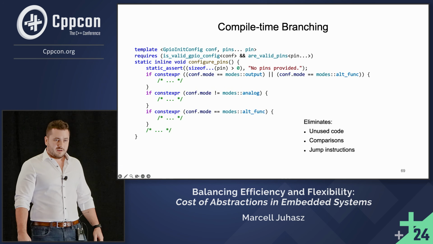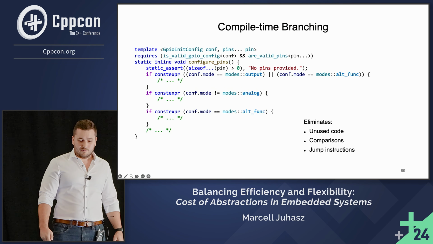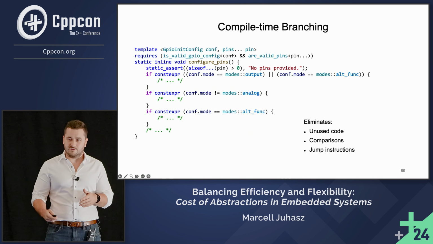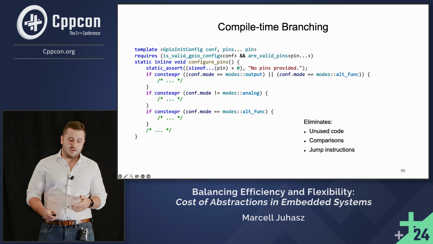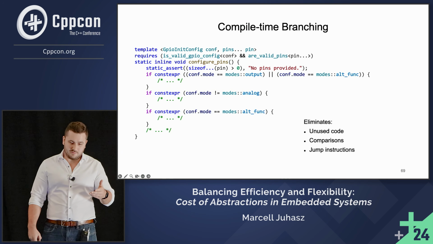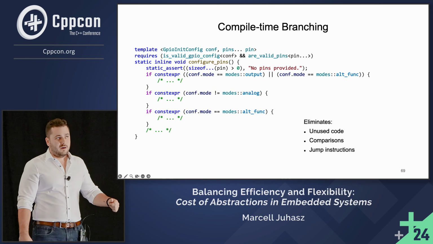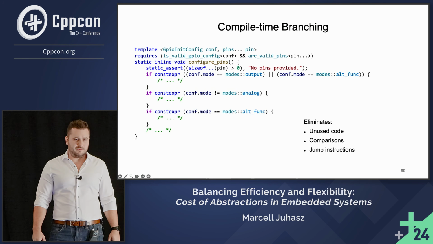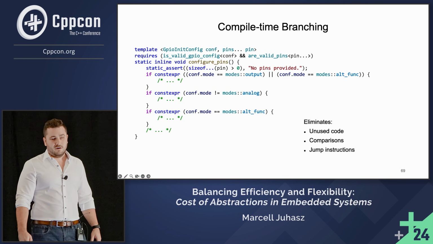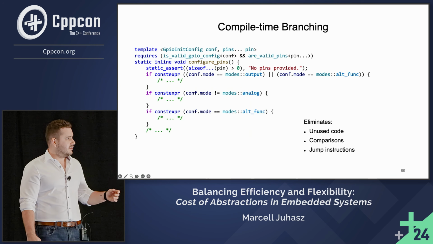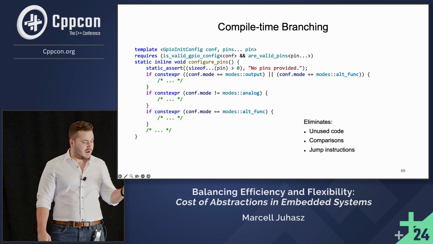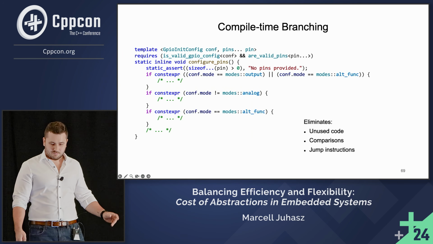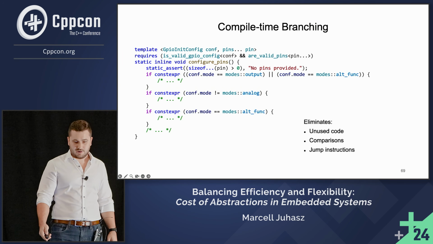Last thing that I want to mention is C++17's constant expression if statements, because these allow you to make decisions at compile time. So again, if you have the necessary configurations at compile time, then you can use these const if statements not only to eliminate the comparisons and the jump instructions from your binary, but also the unused code. So the unused if statements are excluded from the binary as well. So it potentially also saves you memory space.